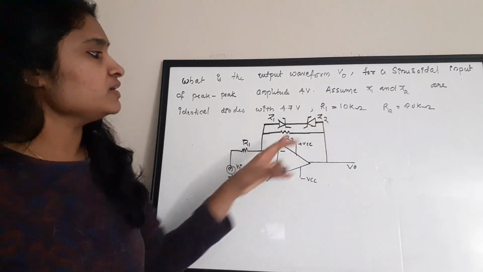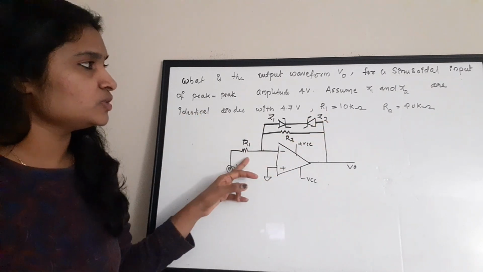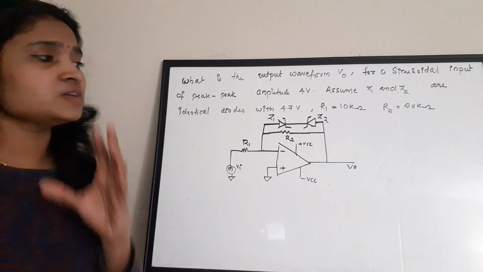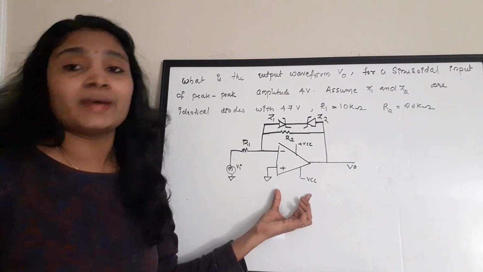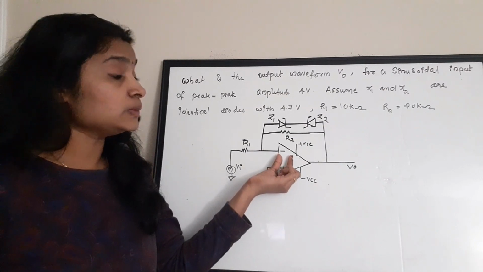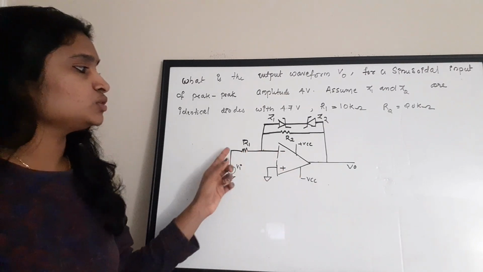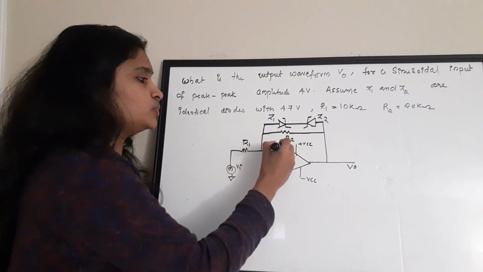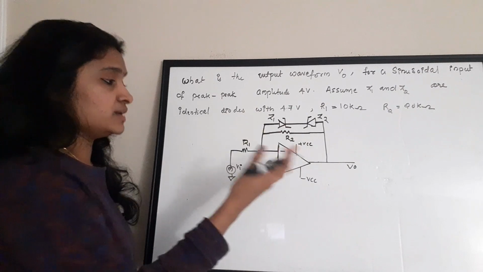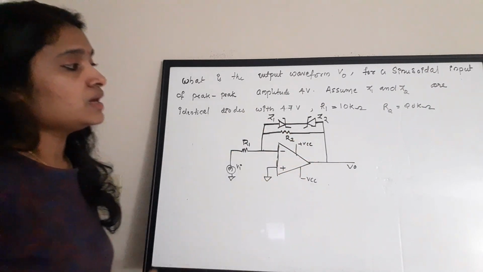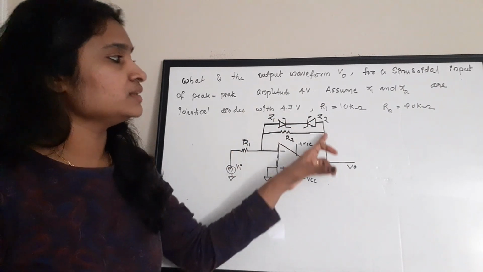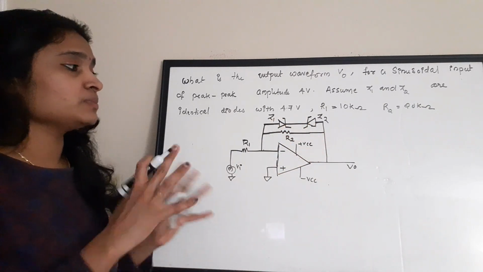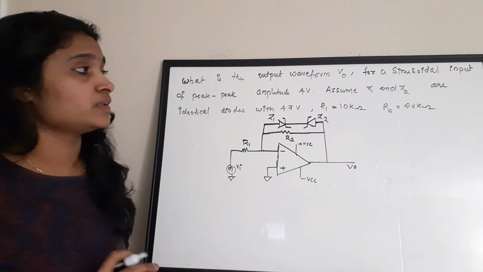Okay, and R1 is the input resistance, it is 10k, and R2 is the feedback resistance, it is 20k. If you closely observe, this is an op-amp circuit and it is an inverting op-amp because your input is connected to the inverting terminal. There is an input resistance R1 of 10k and a feedback resistance. The only difference is that in the feedback loop, two Zener diodes are connected. That is the only difference from an inverting operational amplifier.